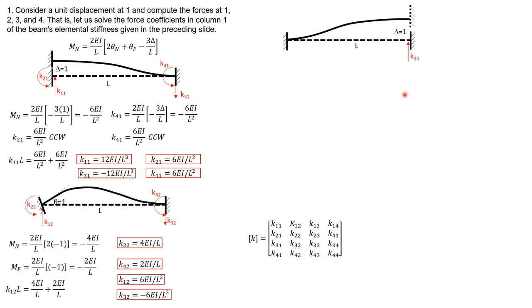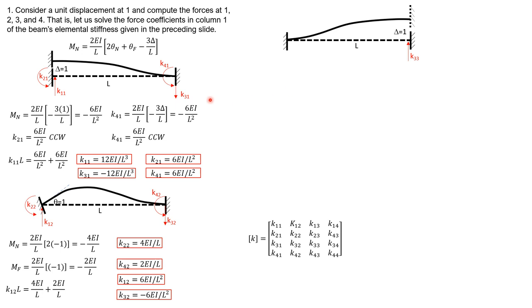The force here is called K33 because this is position 3, due to the unit displacement at 3. The moment produced here is denoted K43 because the moment or rotation at the right end is 4, due to the unit displacement at 3. So here, the upward reaction is called K13, and the moment here is called K23.